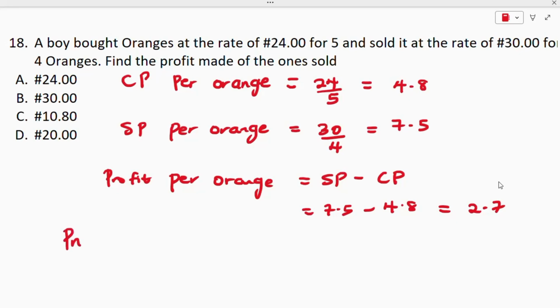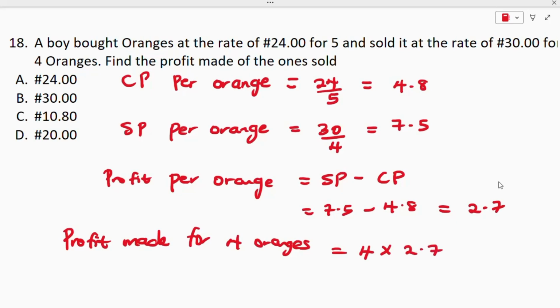So we are going to say the profits made for 4 oranges is equal to 4 times the profit made for one orange. So the profit he made for one orange is 2.7. We are just going to multiply it for the profits made for the 4 oranges sold, and when we multiply this, we have 10.8. So the profit the boy made for 4 oranges is 10.8 naira. So that makes C the correct option. So let's go into question number 19.